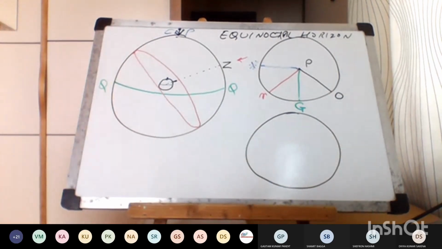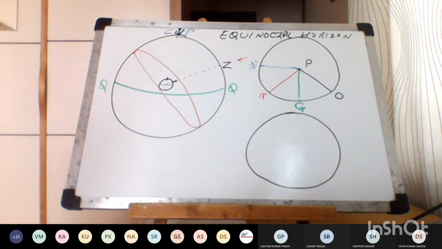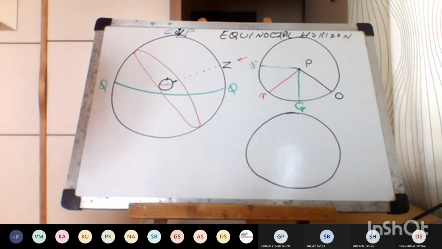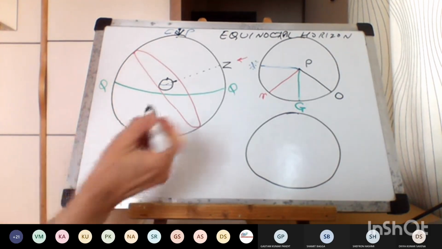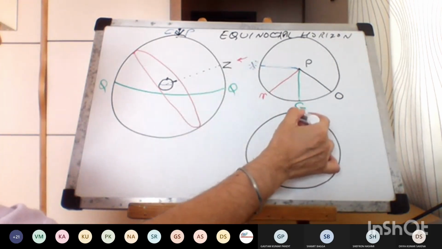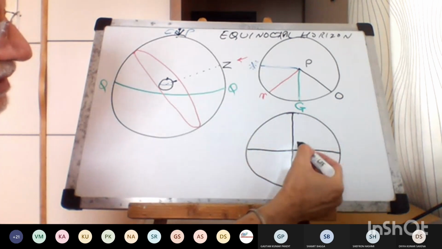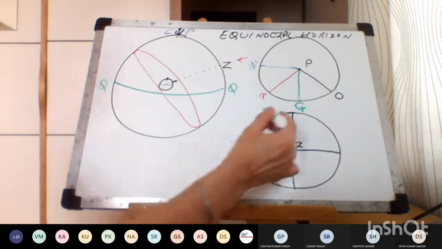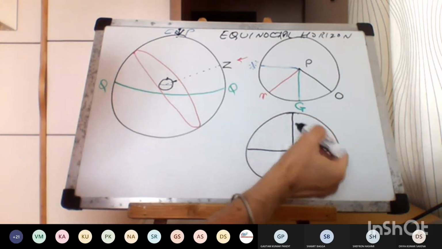So there is another diagram. We come here. I have drawn another circle, and I said that if somebody is looking from above the zenith, what will he see? He will see Z in the center. Am I right? Yes, you will see Z in the center. And the boundary of this circle we call the rational horizon.